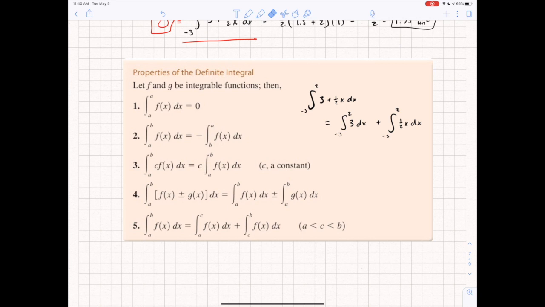And so these properties are going to be helpful. They're ones that you're going to use a lot if you retake calculus or take Cal 2 at some point, even business Cal again.